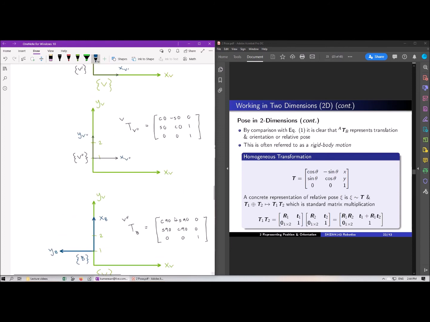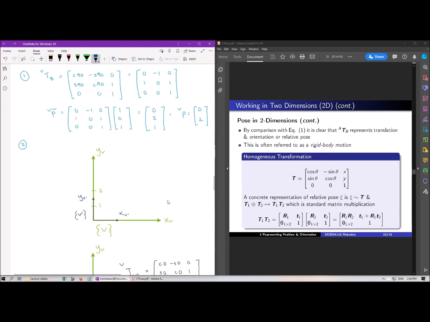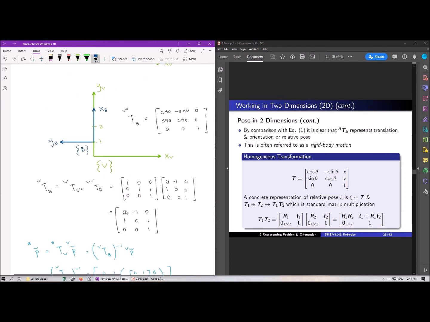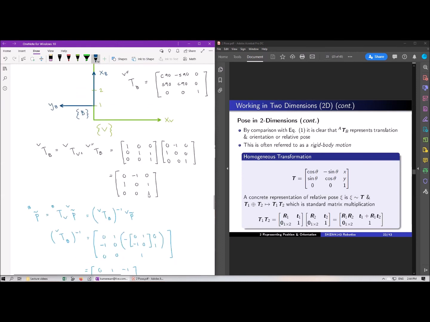So you multiply this, you get this. Is it the same as our first approach? Indeed, it is the same: 0, 1, 0, minus 1, 0, 0, 0, 1, 0, 1 is correct.